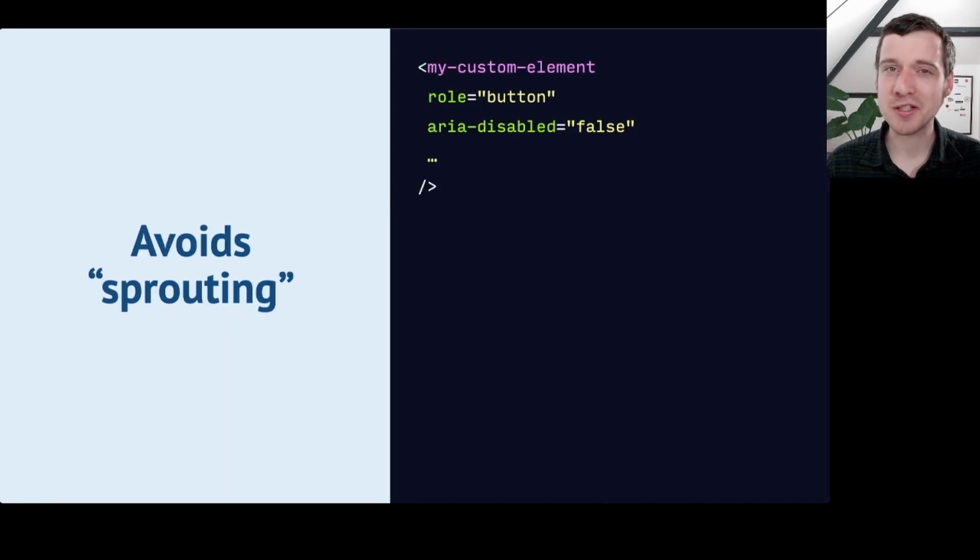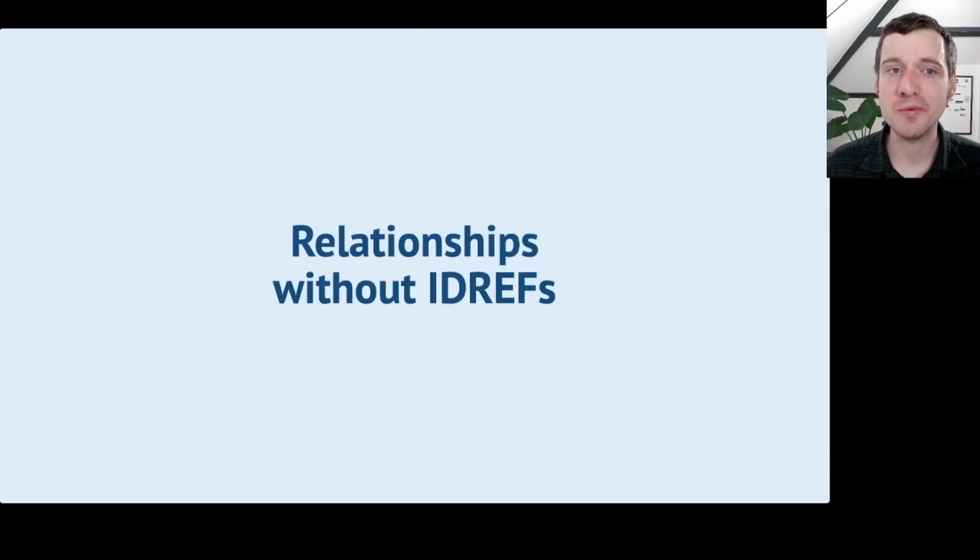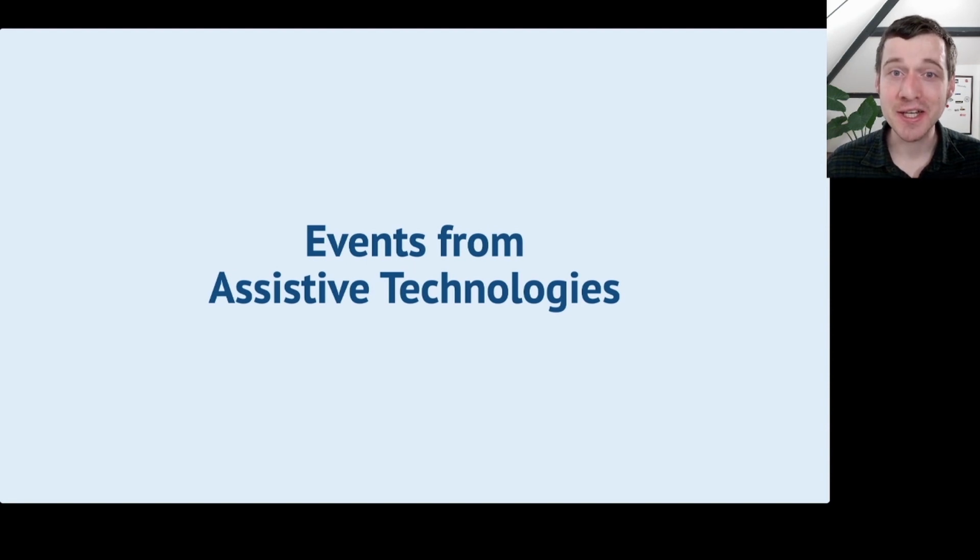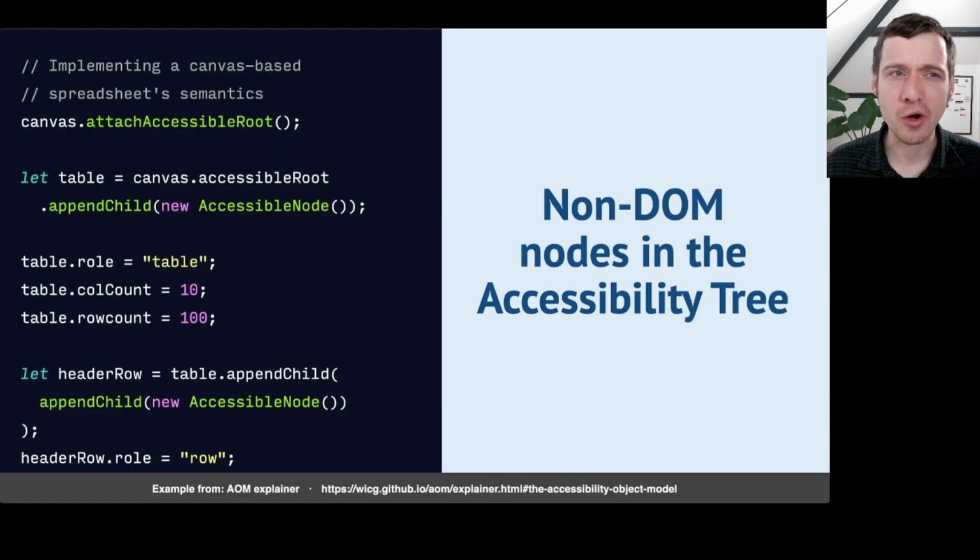You can avoid sprouting, so that is a thing where you copy-paste, for instance, a custom element, and you need to copy-paste a lot of attributes with it in order to get accessibility. With the accessibility object model, you would be able to build in those attributes into the element so that you don't need to copy-paste them, so that they become more portable. There is talk about having events in assistive technologies that would bubble up into your browser so that you can interact with them. There are some privacy concerns there, so they're still figuring out how to make that work. There's also talk about having elements that don't exist in the DOM and have them just in the accessibility tree.